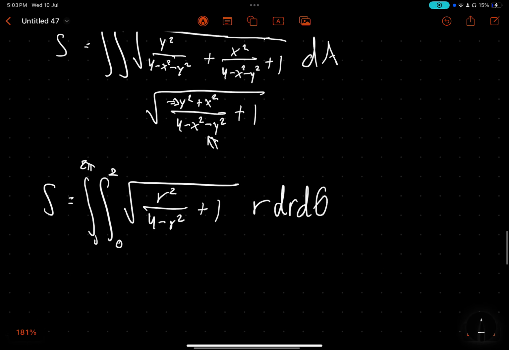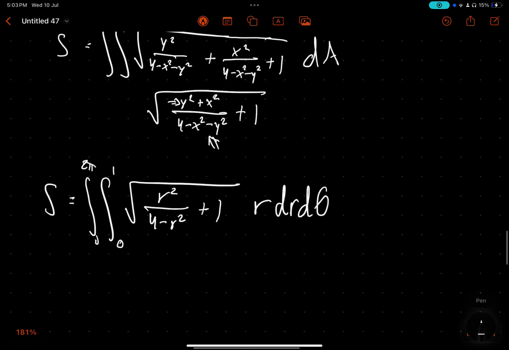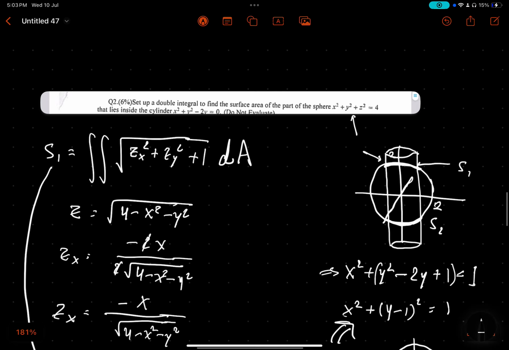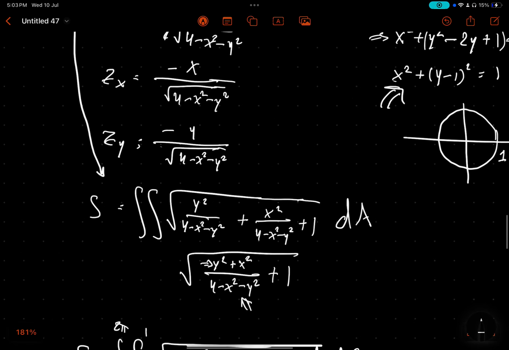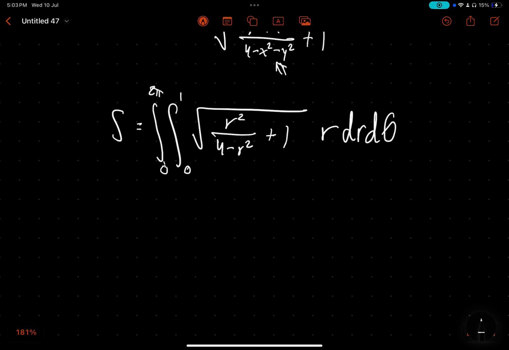And so if R is 1, then we're gonna say just 1, and from 0 to 2 pi. So basically that's the surface area for one part. Let's say this is S, okay, for one part, and then we can find the other S2. So now for this, basically we can use the substitution rule.